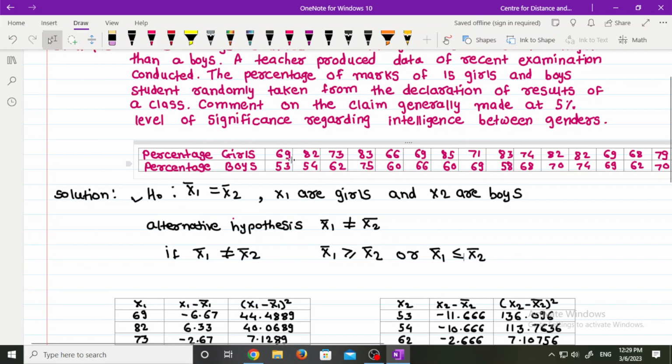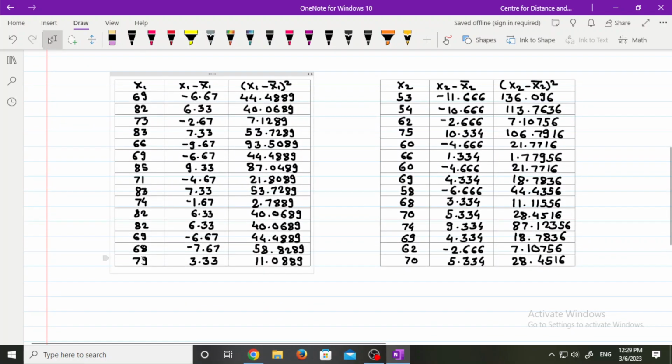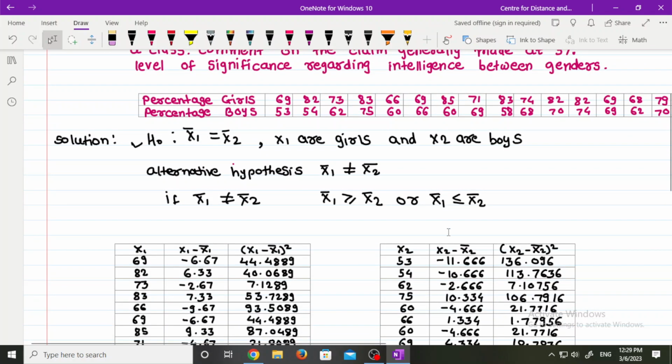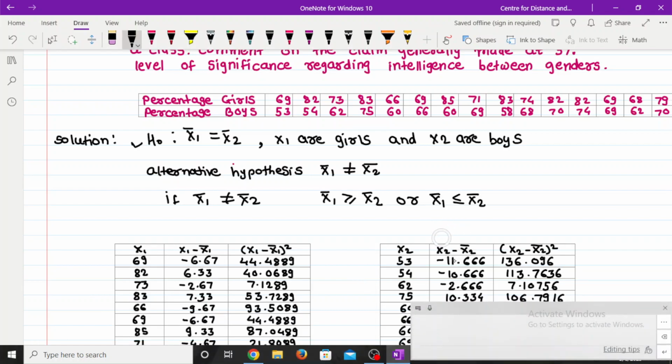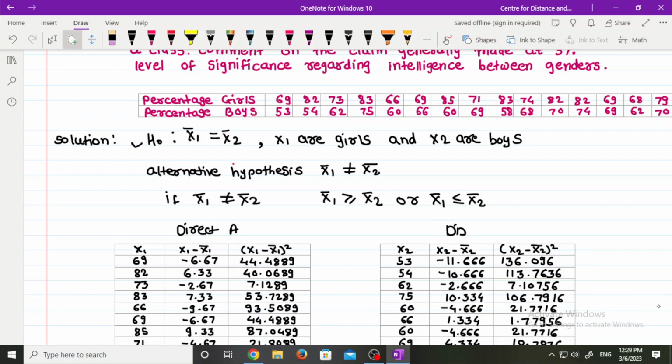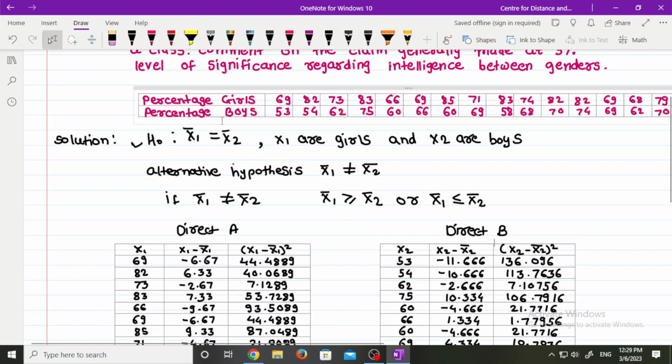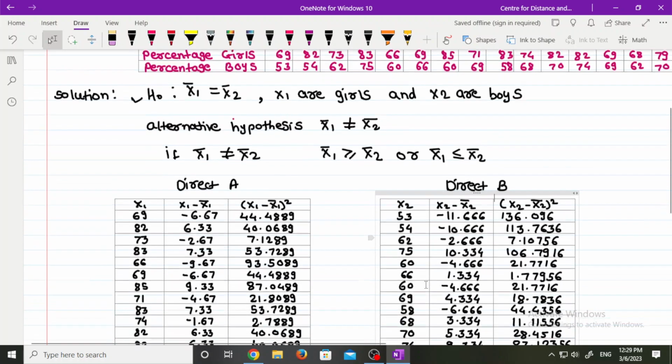First we write x1, that is the percentage of girls: 69, 82, 73, 83 up to 79. Then, in the next table, this is our direct A and this is our direct B. For direct B, we write x2, that is the percentage of boys: 53, 54, 62, 75 up to 70.